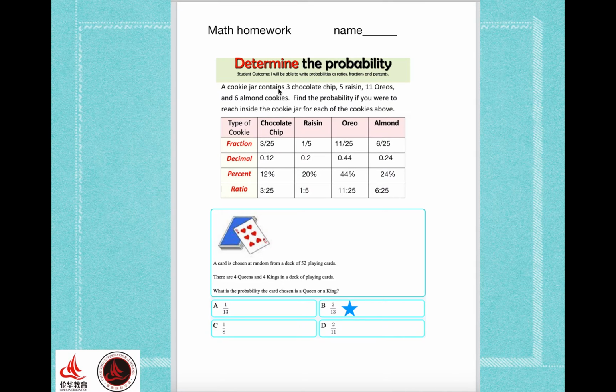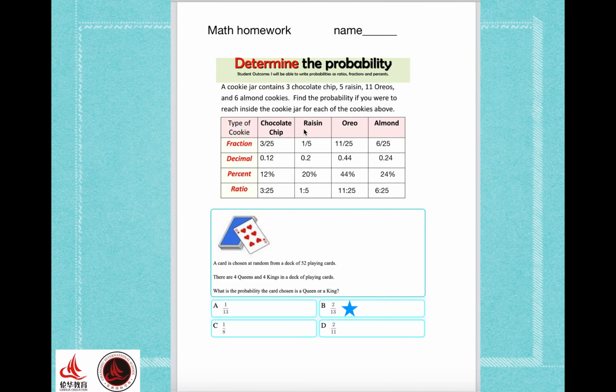Then we had 3 chocolate cookies, so the fraction would be 3 over 25. The decimal is 0.12. We had to divide 100 by 25, multiplied by 3, and then we get 12%, and the ratio is 3 to 25, so 3 chocolate cookies to 25 in total.